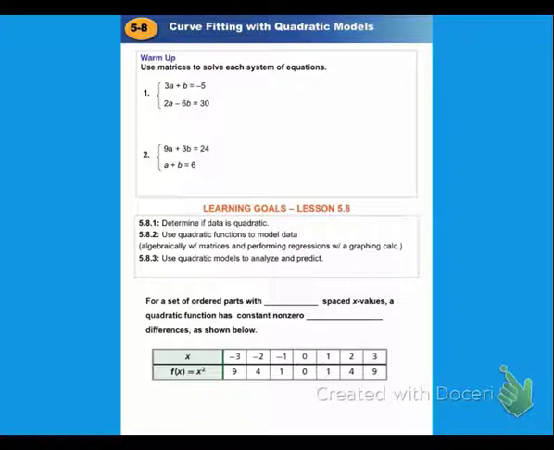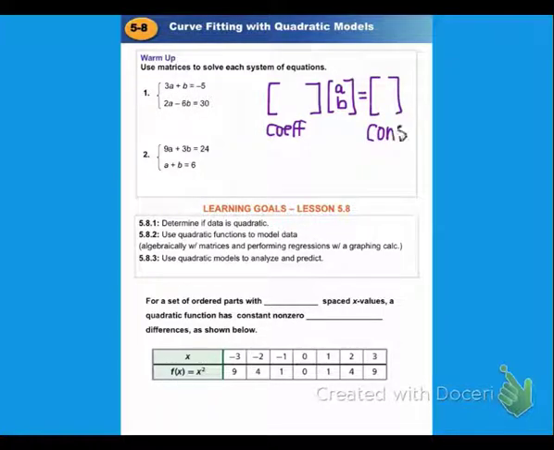So before I set you on your way with the warm-up, I just want to remind you that when you use matrices to solve a system of equations, you have to create what's called a matrix equation. So our matrix equation is comprised of a coefficient matrix, a variable matrix where you list your two variables. For instance, in example 1 it would be A and B, but you could just think of it as X and Y. And then you have a constant matrix.